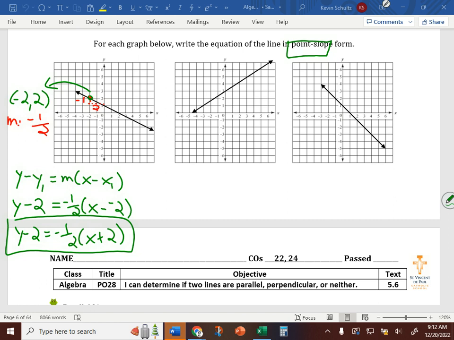Okay. Anything else from the page? Other things you're wondering? Okay, this is homework for tomorrow.